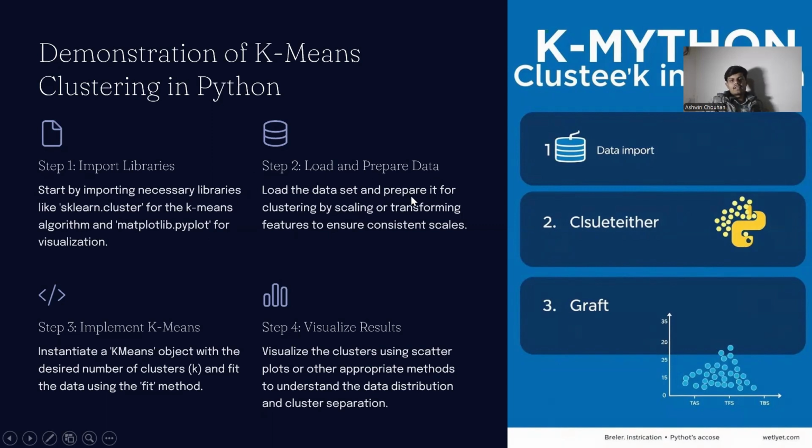Load the dataset and prepare it for clustering by scaling and transforming features to ensure consistent scales. Third, implement k-means clustering. Instantiate a k-means object with the desired number of clusters k and fit the data using the fit method. Fourth, visualize results. Visualize the clusters using scatter plots or other approximation methods to understand the data distribution and cluster separation.